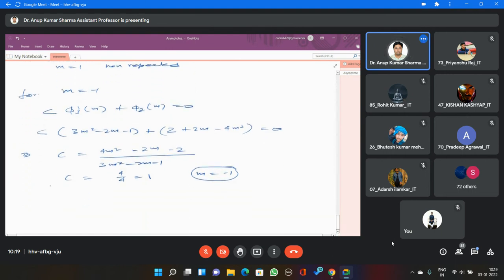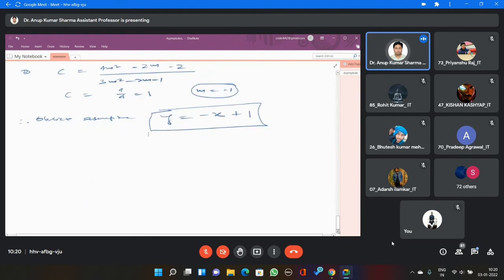So we are getting an oblique asymptote y is equal to mx plus 1. This is the one asymptote. Okay, so next is what? Similarly for m is equal to 1, comma 1.